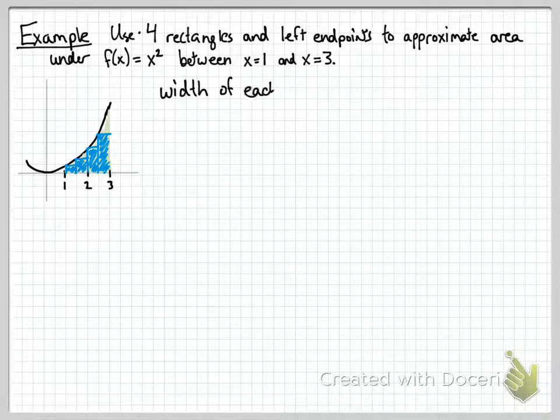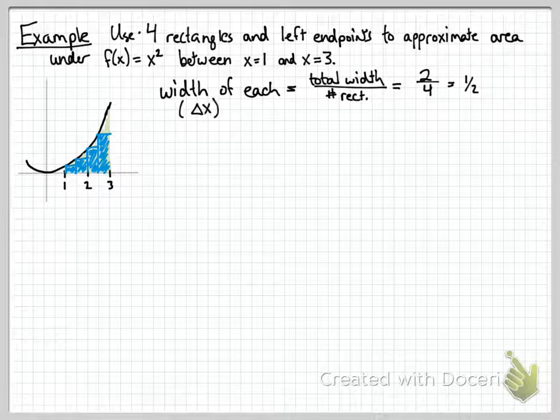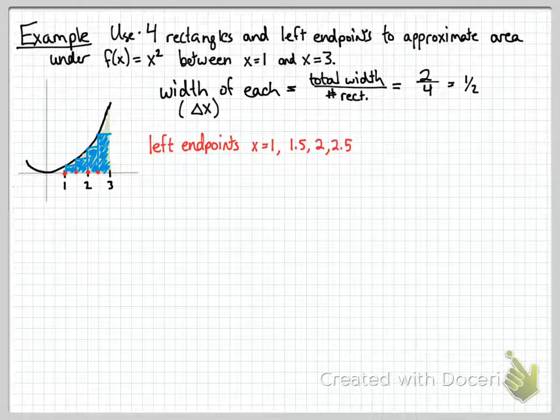Okay. The width of each rectangle is that total width of the area in question divided by how many rectangles I'm dividing it into. So it's 2 wide, from x equals 1 to x equals 3 is 2 units wide. I'm dividing it into 4 rectangles, so each one is 1/2 unit wide. And that's my delta x from the previous discussion. And then I have a left endpoint for each rectangle. Remember, the problem told me to use left endpoints instead of right. So I've marked the left endpoints of each rectangle. Those happen at x equals 1, 1.5, 2, and 2.5.